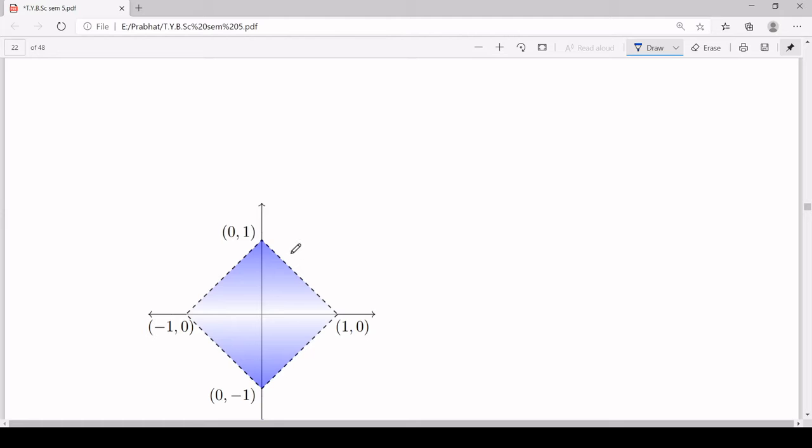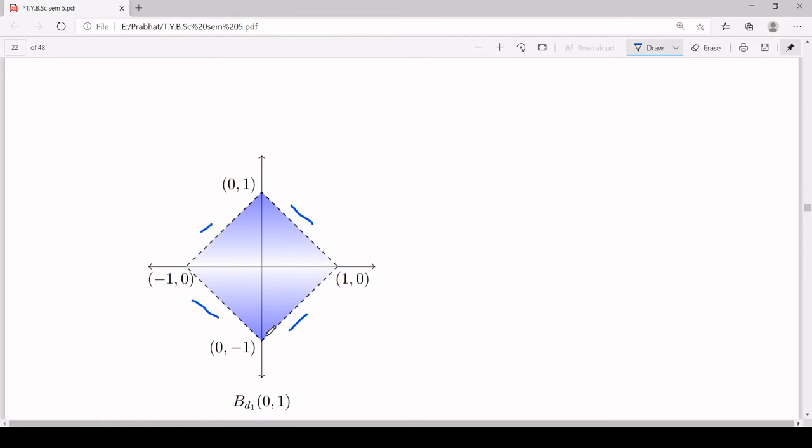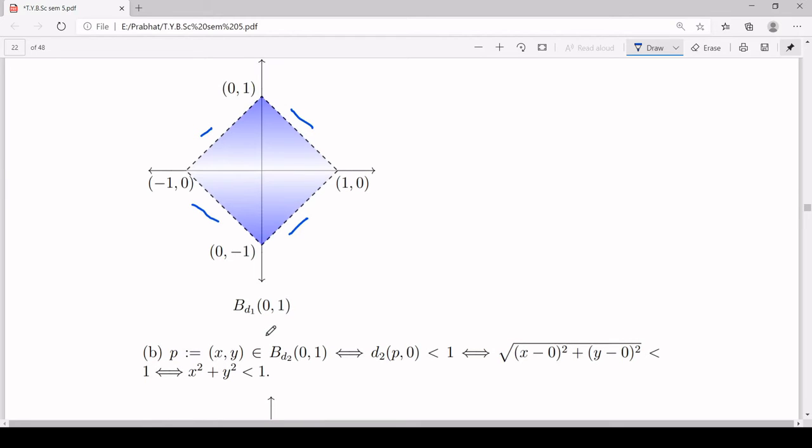So this line is x plus y equal to 1. This line is minus x plus y equal to 1. This is minus x minus y equal to 1, and this is x minus y equal to 1. So we want all the points for which mod x plus mod y has to be less than 1. So that will be all the points lying inside this rhombus. The dotted lines represent that these boundary lines are not part of our set B0, 1. So this is how your B D1 0 1 will look.